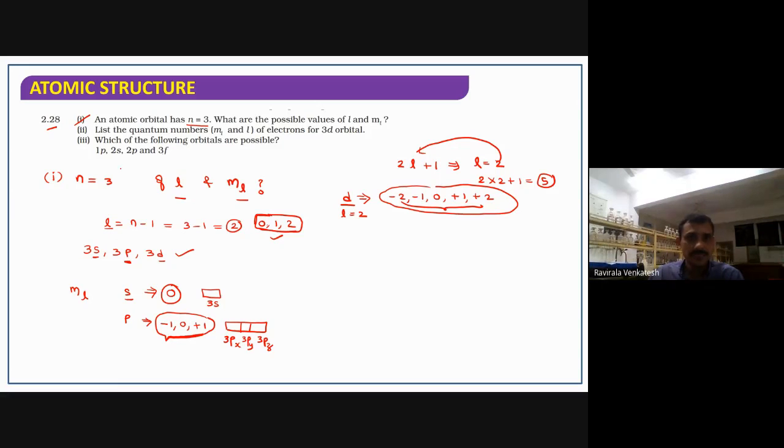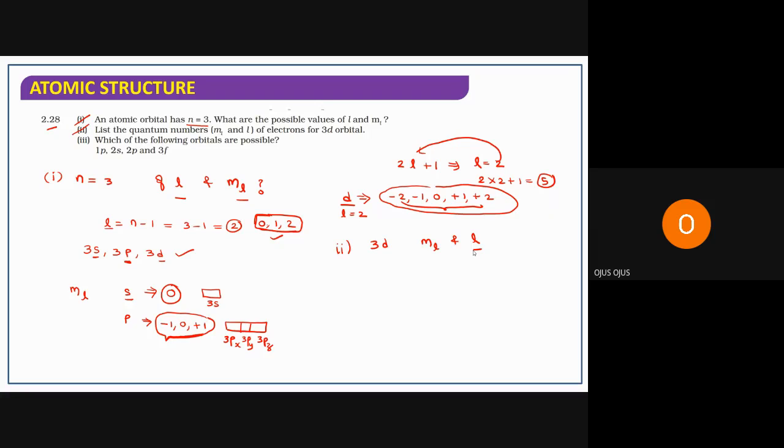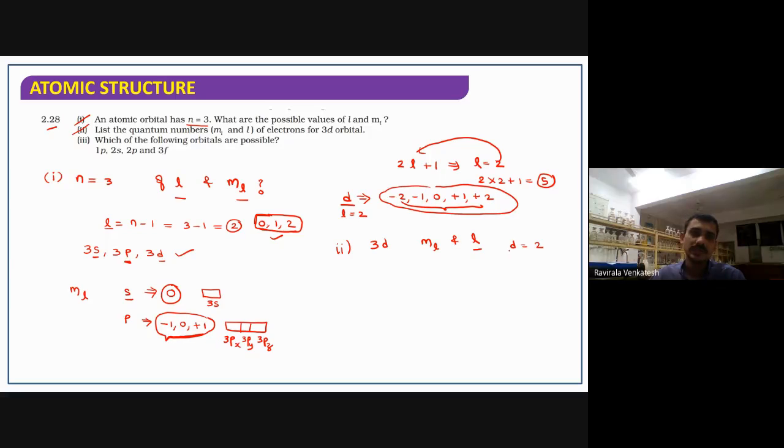Right. Next, the second one. List the quantum numbers ml and l of an electron in a 3d orbital. Anybody? For the 3d orbital, they're asking ml and l values. Very simple problem. Speak out. What is the l value for the 3d orbital? For a d orbital, it will be 2. Whether it is 3d or 4d or 5d, the l value must be 2 only, right?